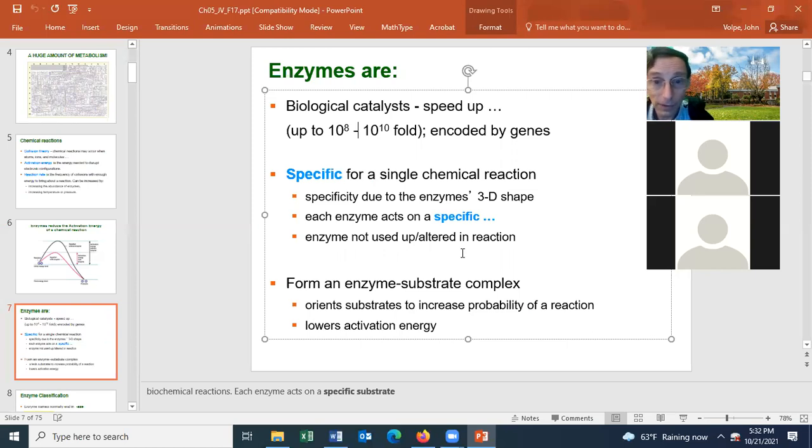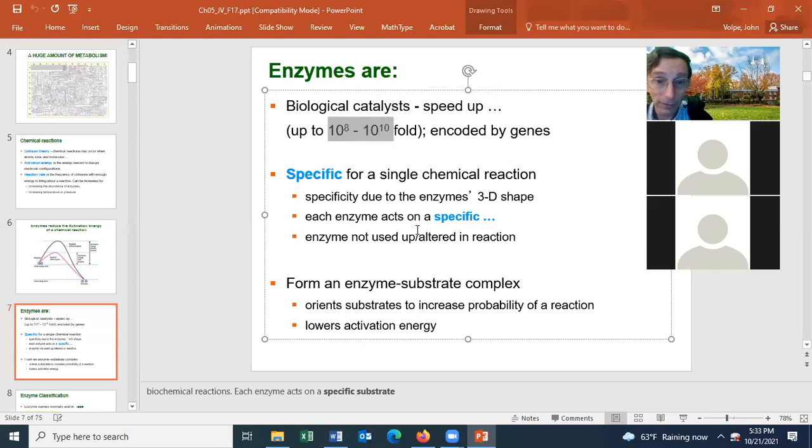Enzymes are also not used up in a chemical reaction. So when an enzyme performs one chemical reaction, when it's done, that same enzyme can bind to another substrate and perform another chemical reaction. And that can happen many, many times. That's why catalysts can speed up a chemical reaction 10 to the 8th to 10 to the 10th times.